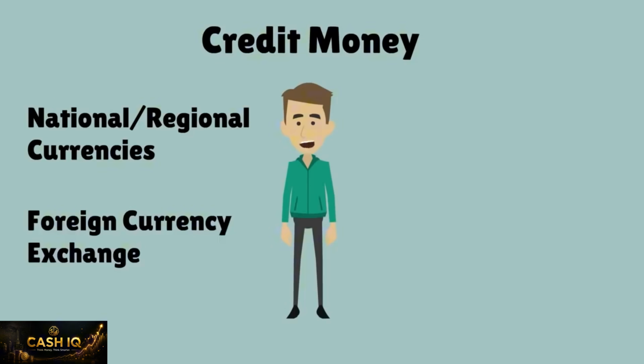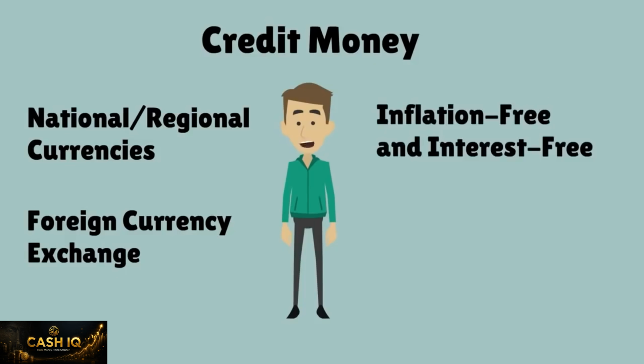When a trader in one country wanted to buy goods and services from a trader in another country, the trader had to exchange its own currency for the foreign currency at a foreign exchange house, just like we do in the 21st century. Credit money facilitated local and international trade without introducing inflation or interest to economies.